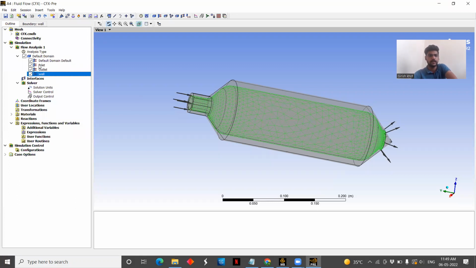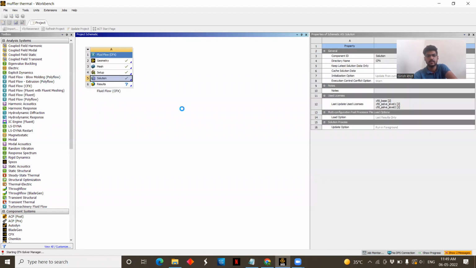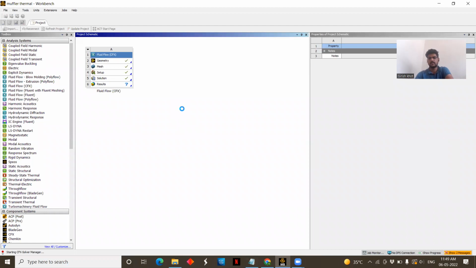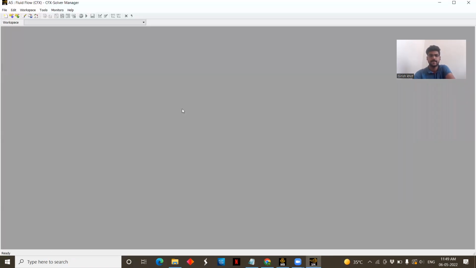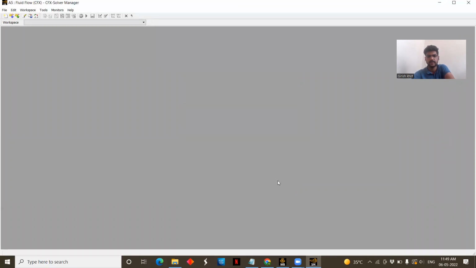Then, after giving all the boundary conditions, I just exited this tab. And for solution, I have just given here start. Now the solution is being solved behind the screen.